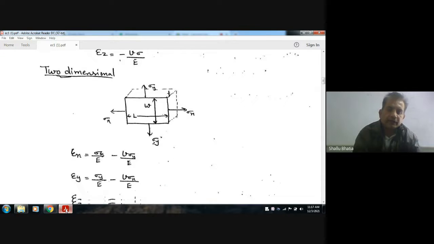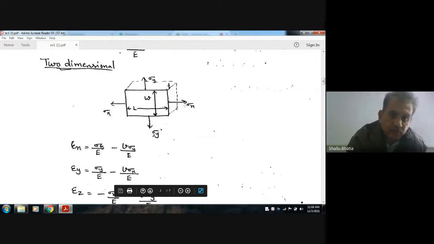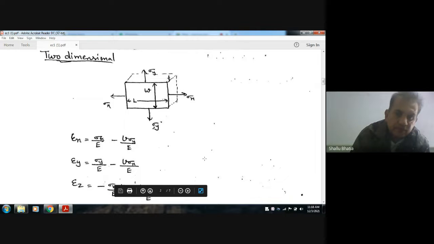Now if we take the two-dimensional case, sigma x and sigma y stresses are applied on a block of length L, width W, and thickness T. Then sigma x will cause a longitudinal strain for L, equal to sigma x by E, and it will also cause a lateral strain for W and T. The lateral strain for W will be minus mu sigma x by E, and for T it will also be minus mu sigma x by E. So the effect of sigma x is an increase in length, a decrease in width, and a decrease in thickness.